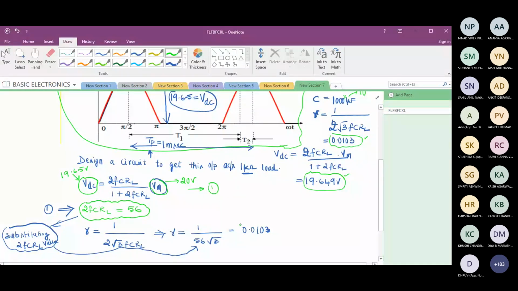Any doubts in this? If I know the ripple factor, if I know the frequency, and I know the load connected, can I get the value of C now? Will it complete my design of the rectifier circuit? Are you getting it? This is how we come up with a design.